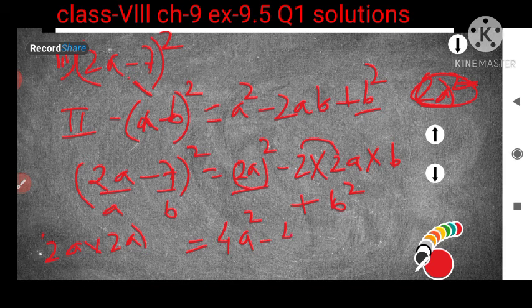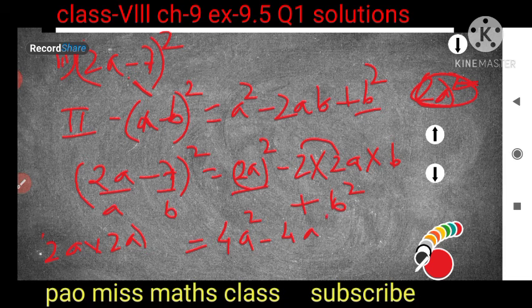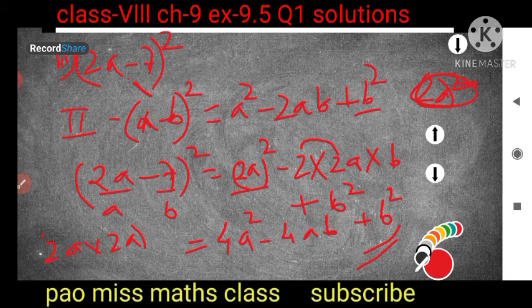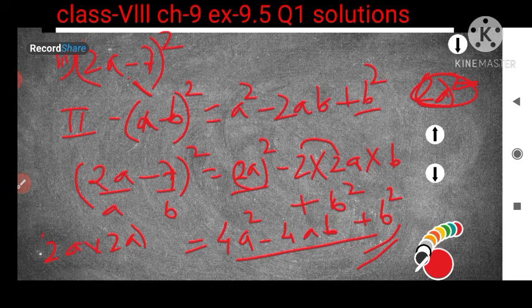2 2s are how much? 4. And what is the variable? A, b. So 4ab, plus what is remaining? B square. So what is the answer? 4a square minus 4ab plus b square. So this is the answer for question number 3.